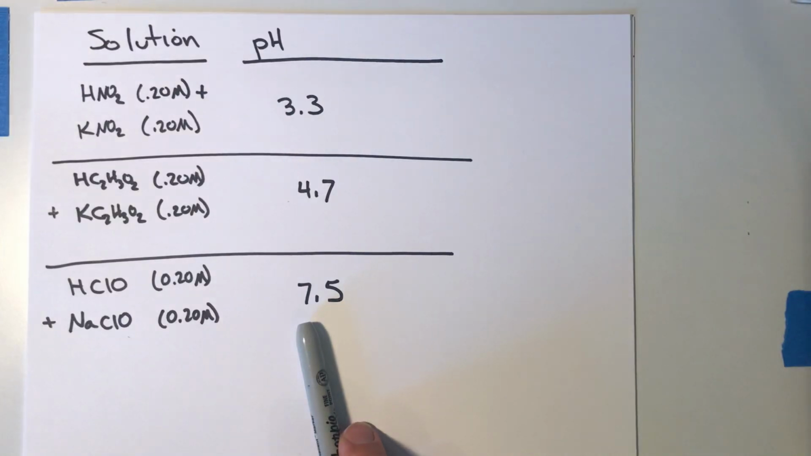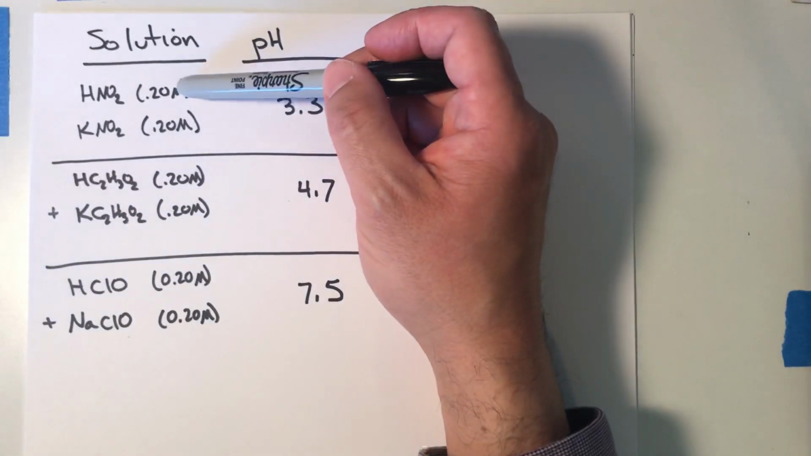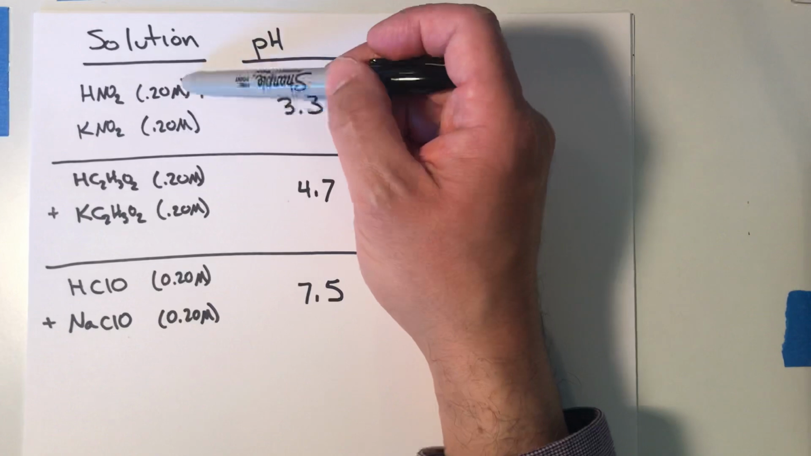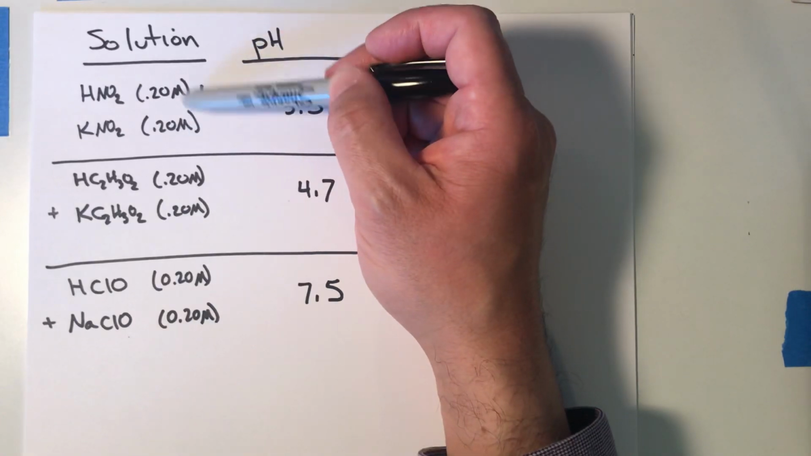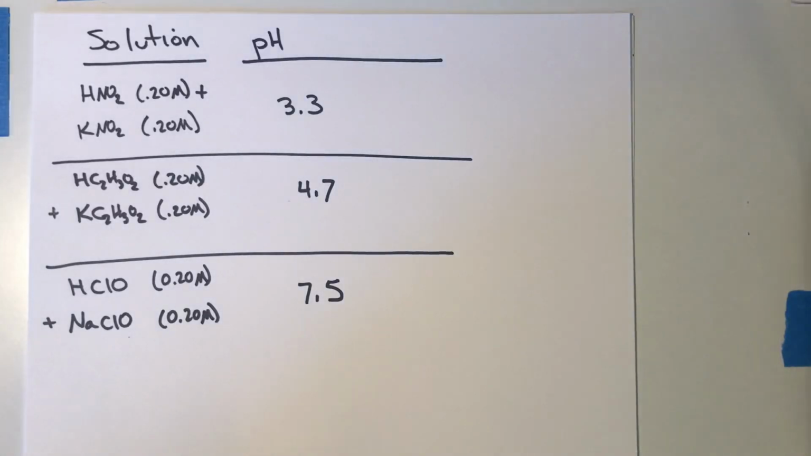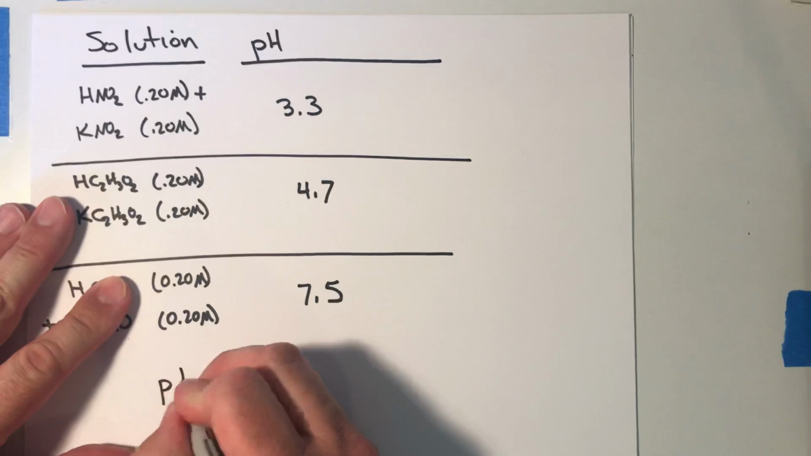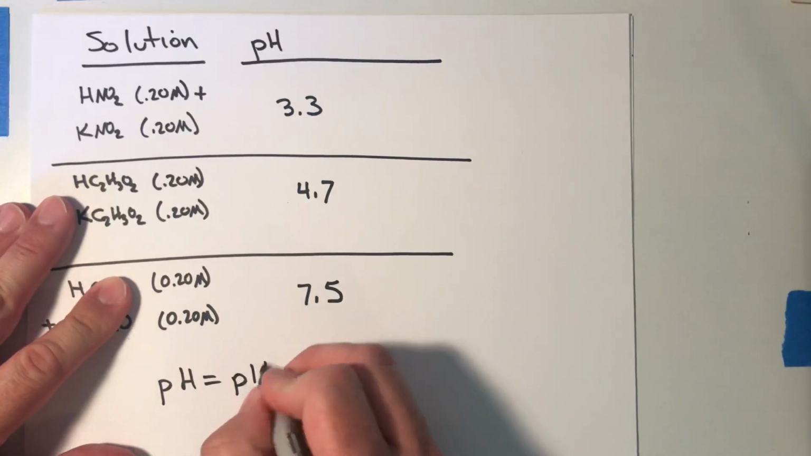And it turns out that there's a rule for finding the pH of these mixtures as long as there are equal molarities of the acid and the conjugate base present in the solution. As long as these are equal, we find that there is a rule, which is that the pH is equal to a quantity called the pKa.